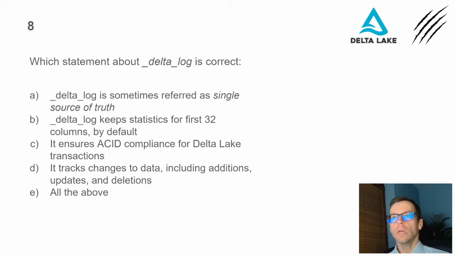Next one. Which statement about the delta log is correct? Delta log is sometimes referred to as a single source of truth. Delta log keeps statistics for the first 32 columns by default. It ensures ACID compliance. It tracks changes to the data including additions, updates and deletions. Or all of the above. And of course, all of the above, the delta log is great, as we all know.